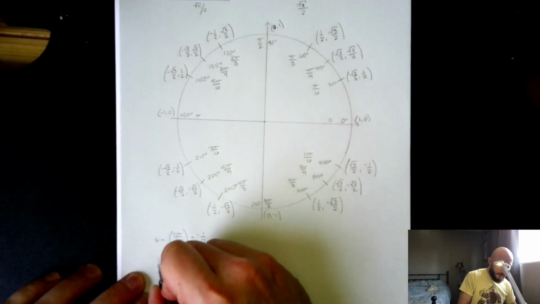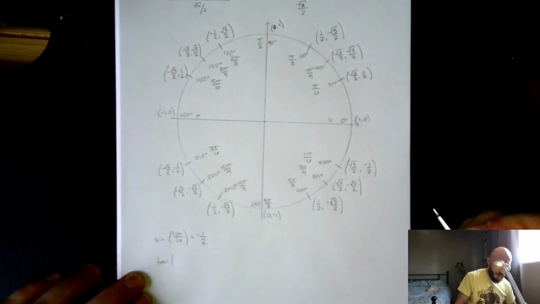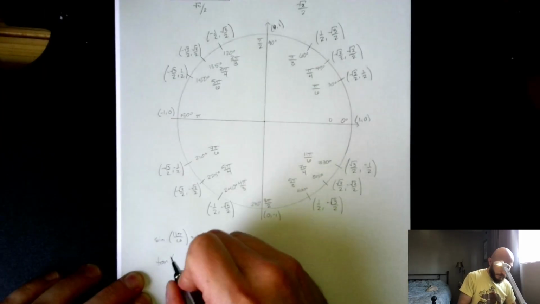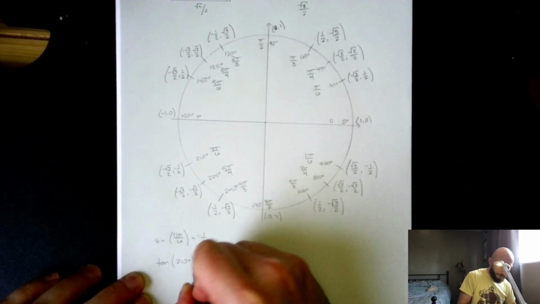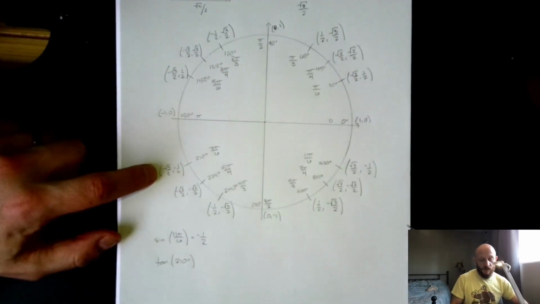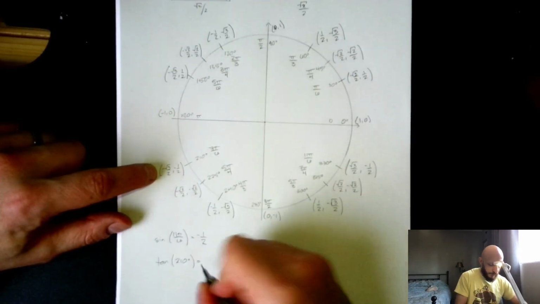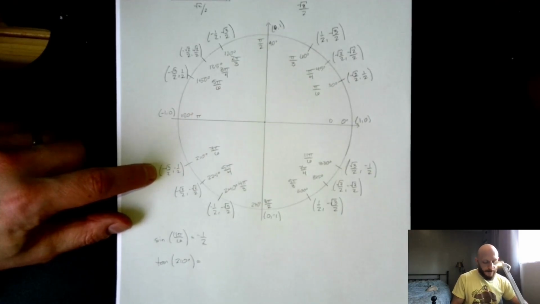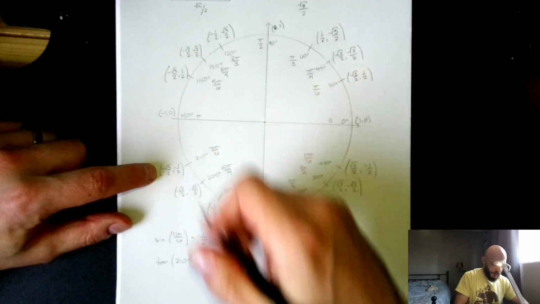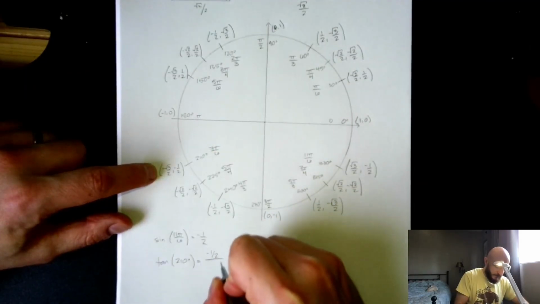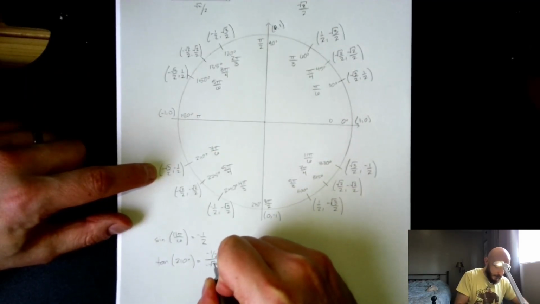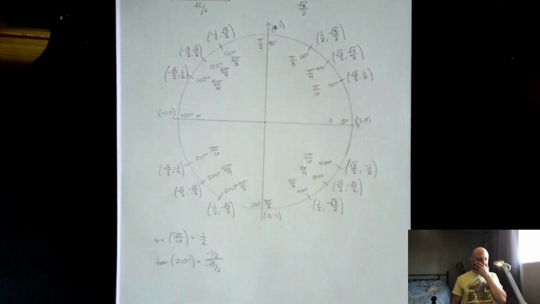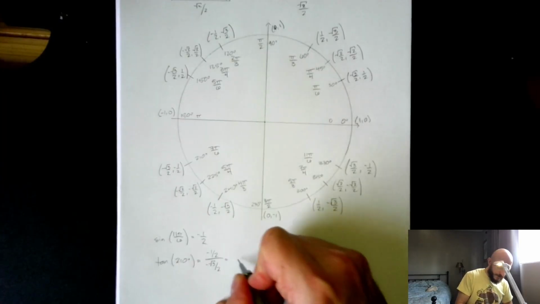Another one, maybe, what is the tangent of 210 degrees? So 210 degrees is right here, 7 pi over 6. So this is equal to, and tangent is y over x, or opposite over adjacent. So negative 1/2 divided by negative root 3 over 2, which becomes positive 1 over root 3. So rationalizing, it's positive root 3 over 3.